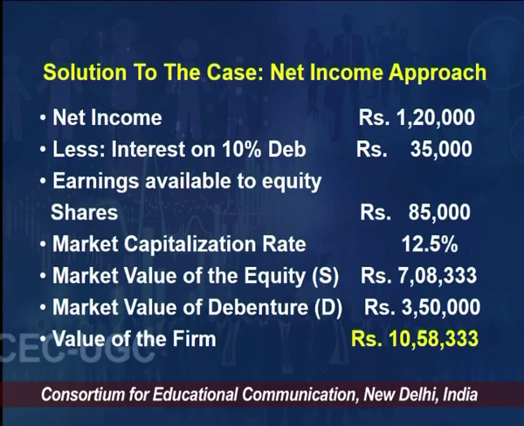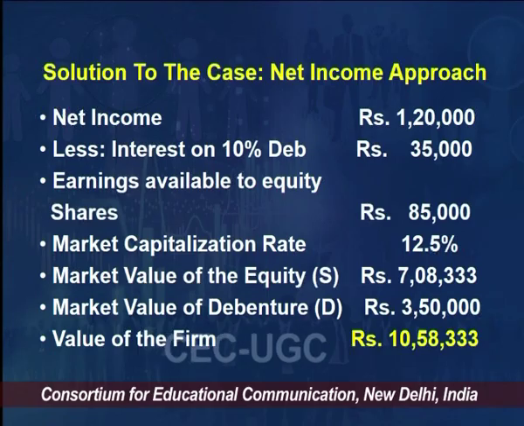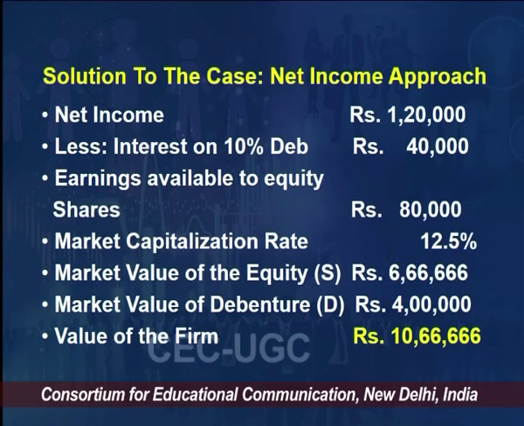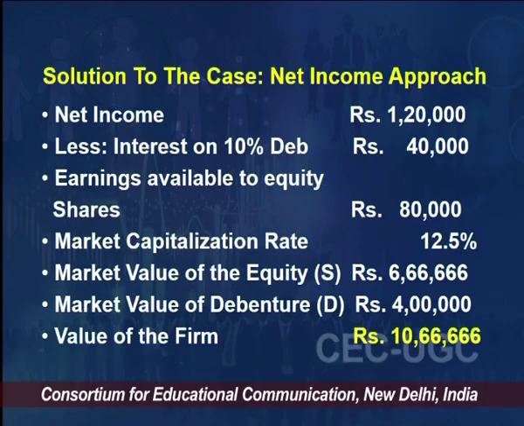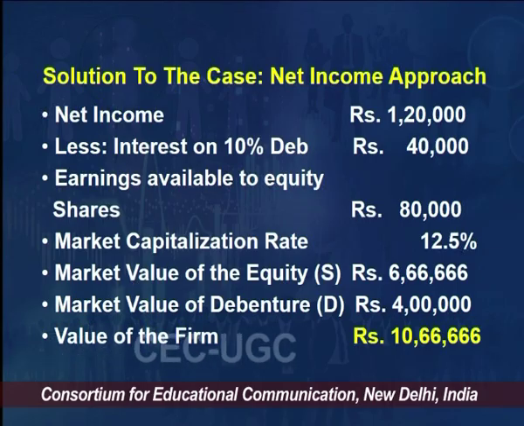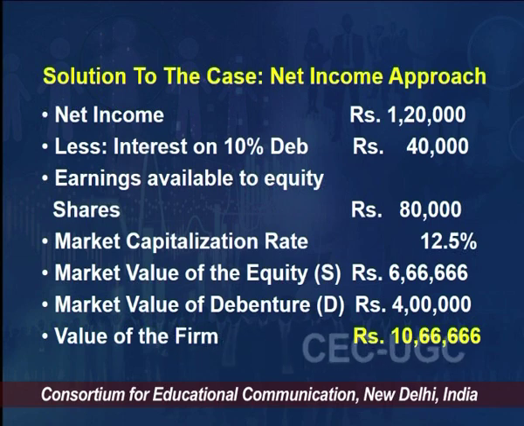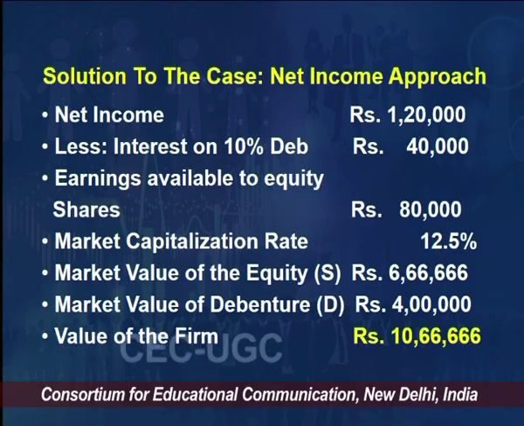Let us go back to this slide. Earlier, when the company was using 3,50,000 debentures, the value of the firm was 10,58,333, and now when the company has changed debentures from 3,50,000 to 4 lakhs, the value is 10,66,666, right. I hope you could get that. You could understand how the value of a firm as per the NI approach will go up if the debt is increased.